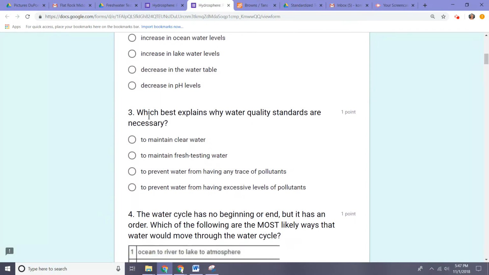Number 3. Which best explains why water quality standards are necessary? To maintain clear water, to maintain fresh tasting water, to prevent water from having any trace of pollutants, to prevent water from having excessive levels of pollutants.